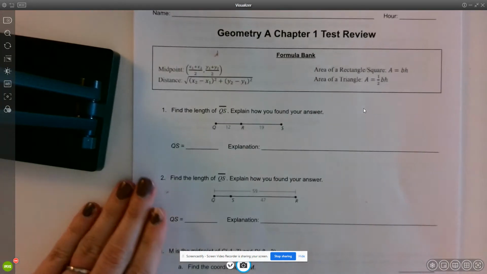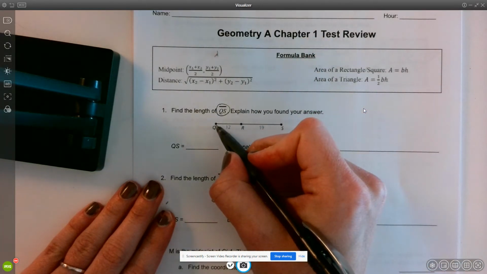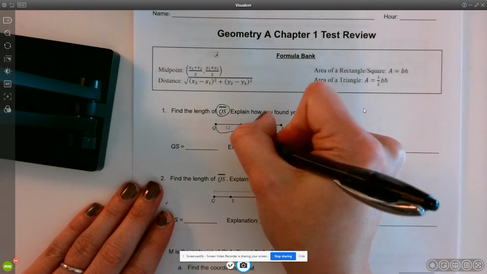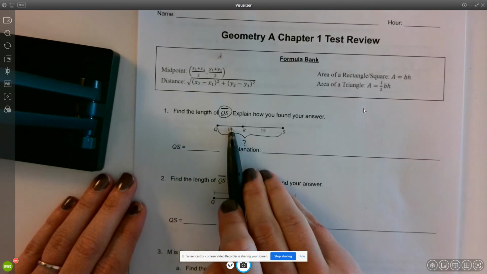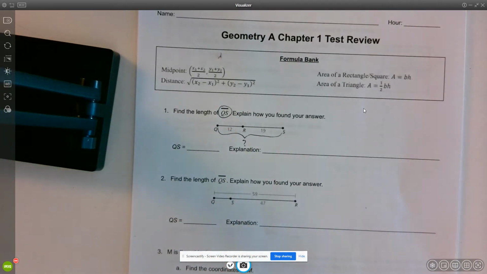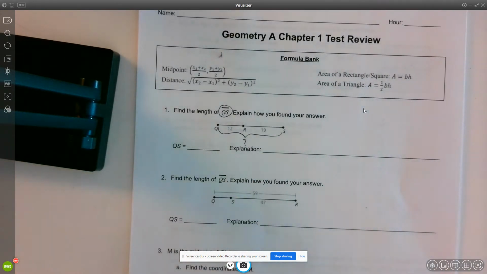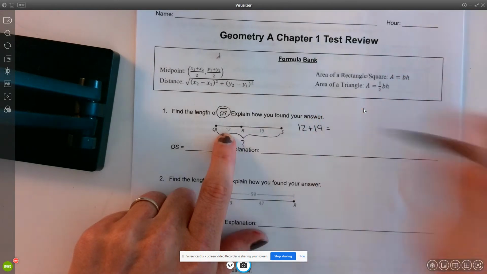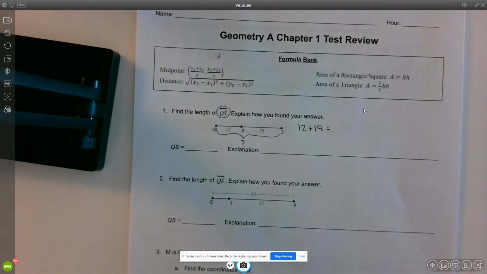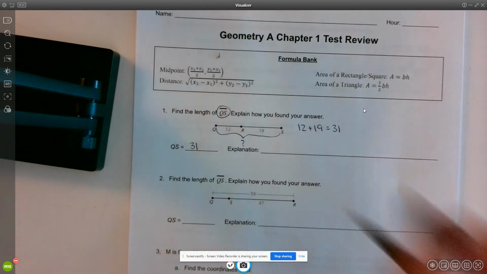We need to find the length of line segment QS. So we want to find the length from point Q to point S. We know by the segment addition postulate that the two pieces must add to equal the length of QS. And so we can take 12 plus 19 to get the length of QS. And when we do that, we get a length of 31. So the length of QS is 31.